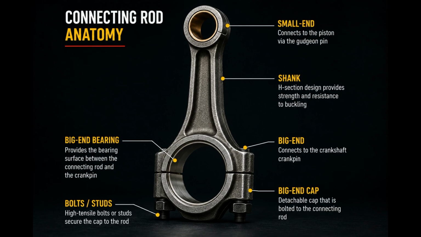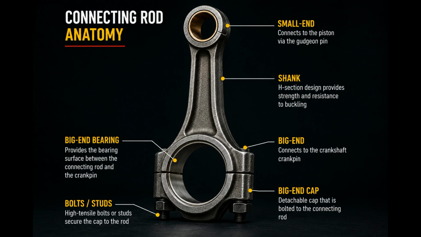At the big end, you will normally find a big end bearing. The bearing provides the proper surface between the connecting rod and the crankpin. The engine lubricates this bearing, allowing the crankshaft and the connecting rod to move smoothly under heavy loads.